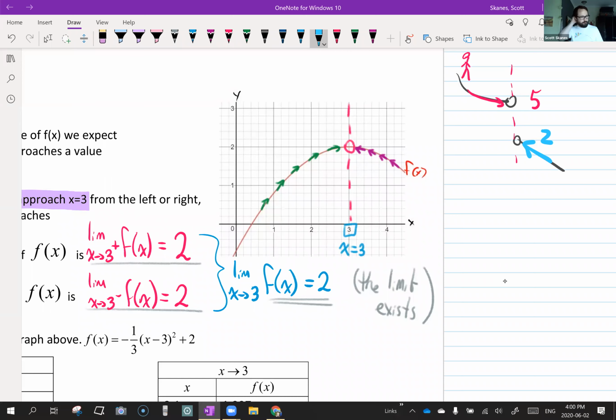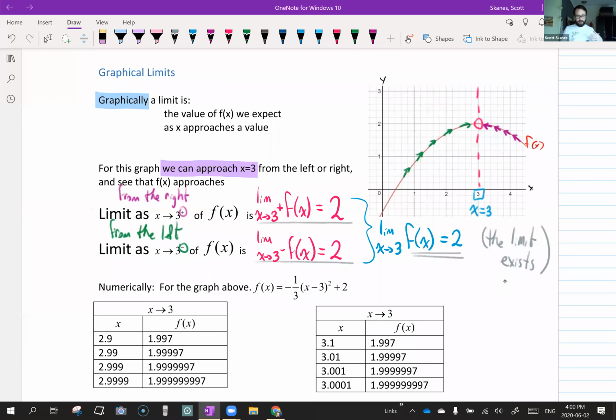You see what I'm saying? It's almost like we're playing a game. We're not allowed to have the x value that we're talking about. We're just allowed to get close to it. And you have to describe what happens as it gets close to it. And it has a really important consequence for calculus later. Calculus is built off of this idea. So for this graph, it's very simple to see what the limit's going to be. It's going to be 2.